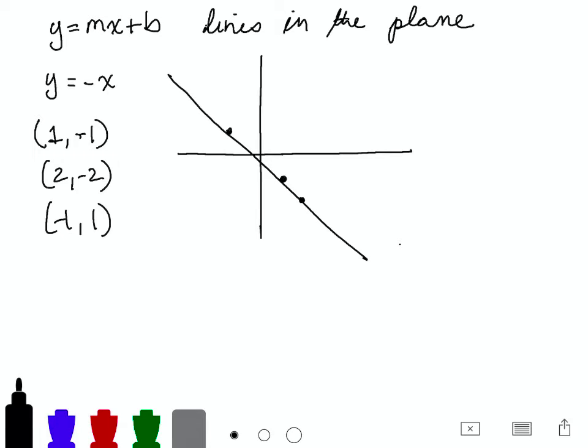And that's this line. In fact, we only need to find 2 points in order to graph a line. So we could have used, for example, these 2 points, or these 2 points, or these 2 points.